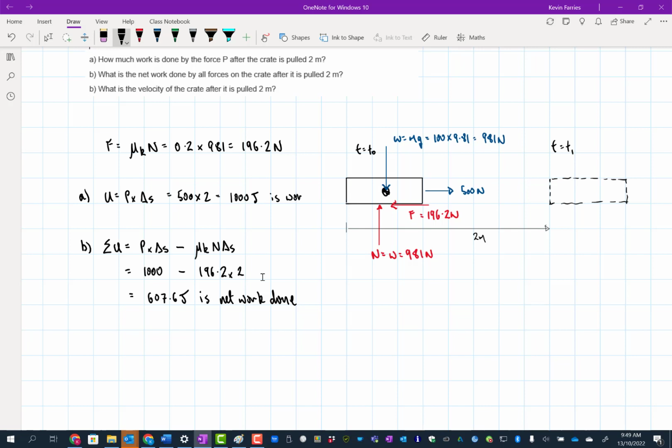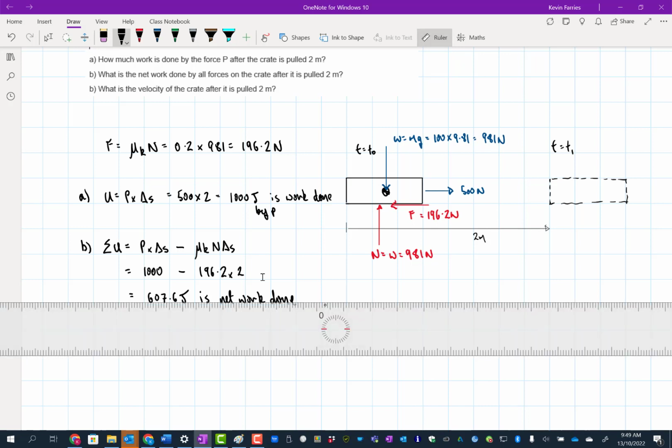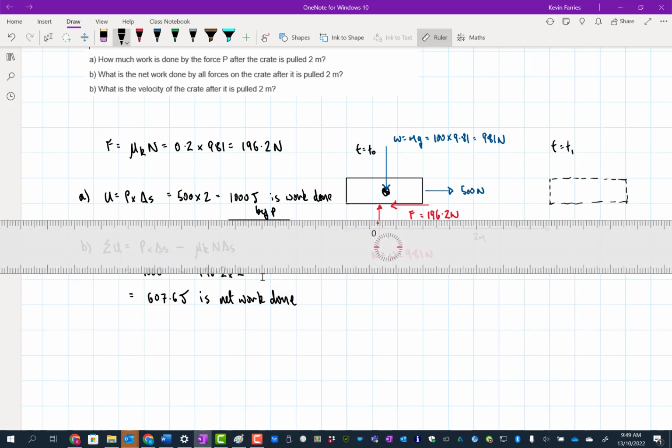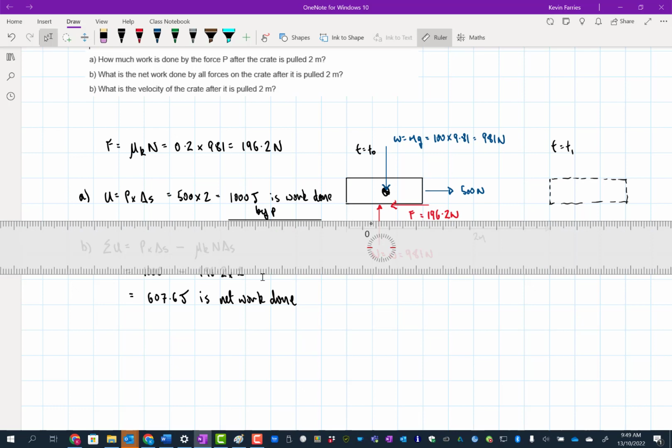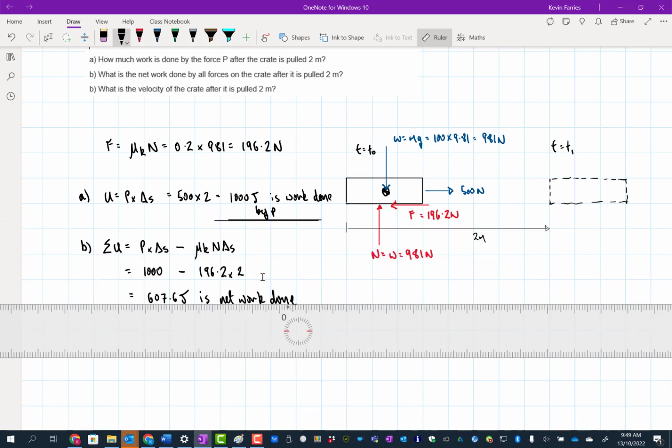Just writing out the answers to the question. And then we'd underline those. So the next part, what's the velocity of the crate after it's pulled 2 meters?